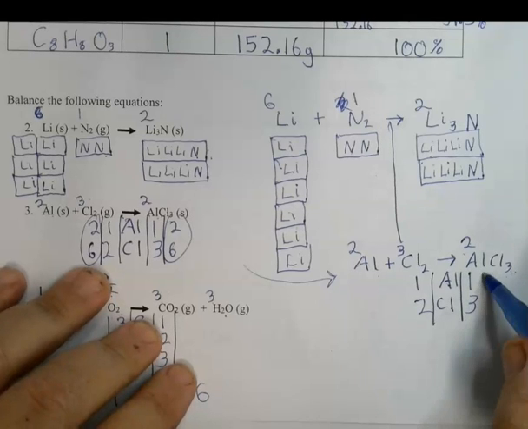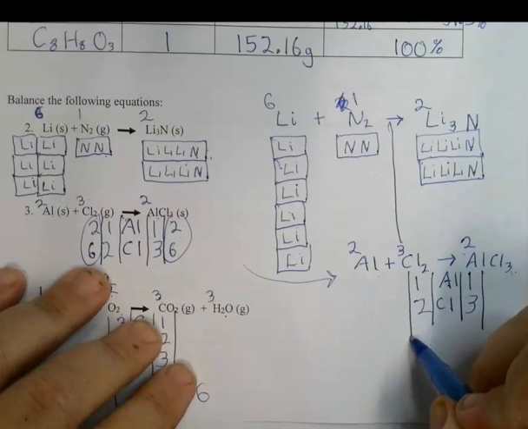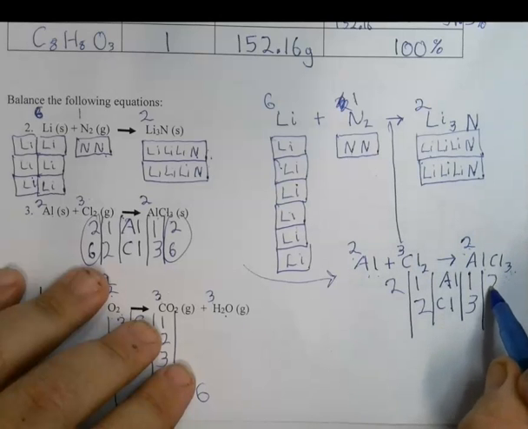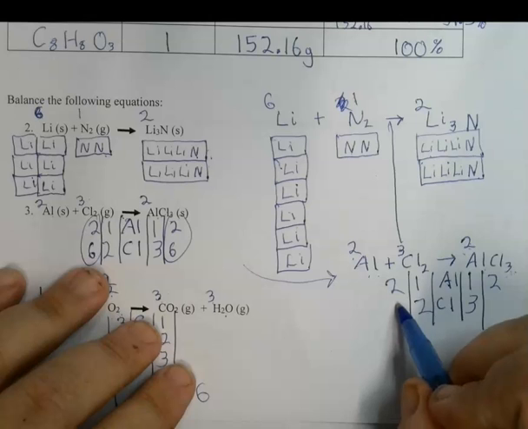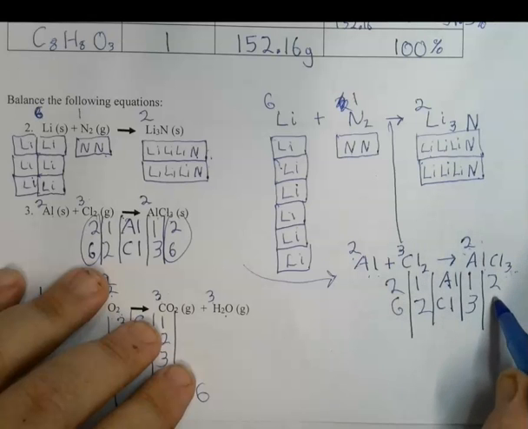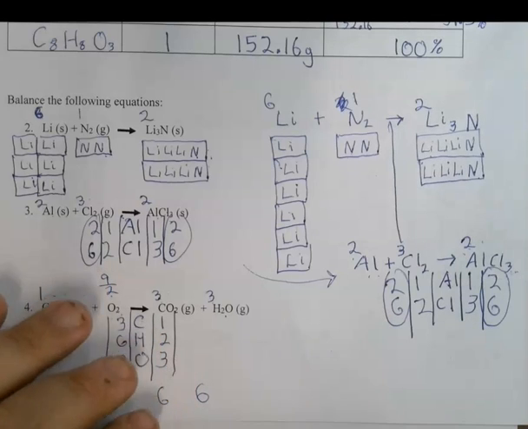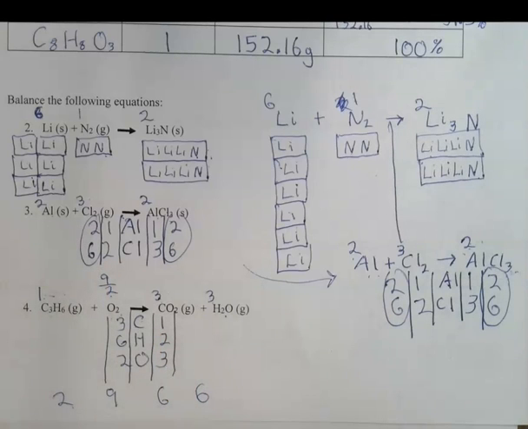Okay, so now we count the atoms after we finish. We have 2 aluminum and 2 aluminum. We have 3 times 2 is 6 chlorine, and 2 times 3 is 6 chlorine. So these outside columns should match up. Everything is in balance, and that's that.